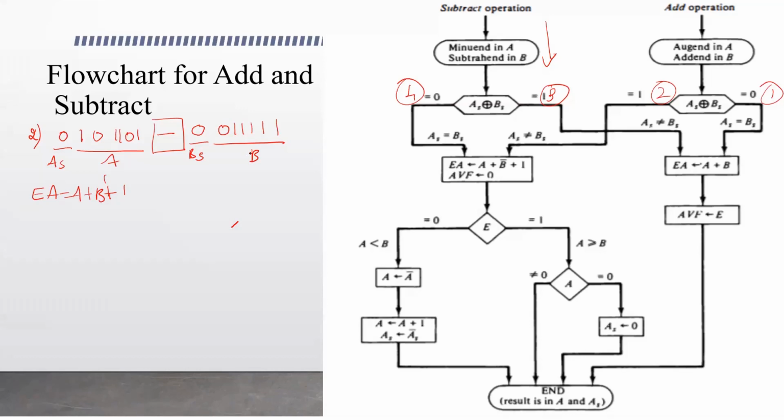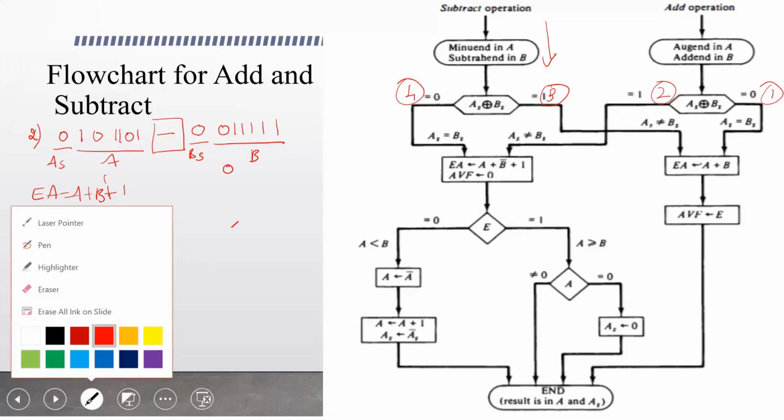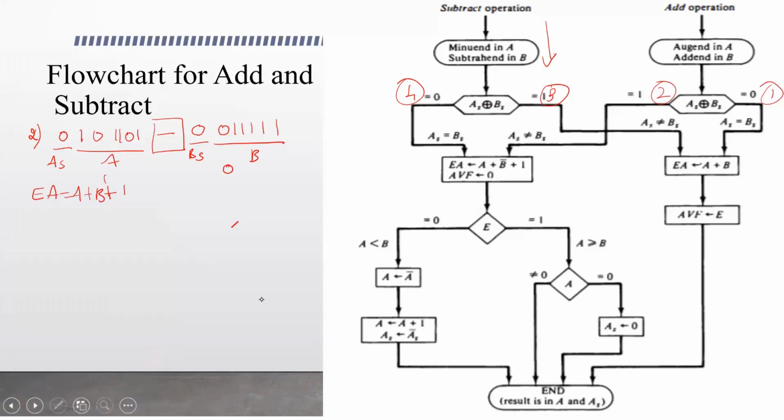Okay, let's find the 2's complement of B. The number is 0, 1, 1, all ones. So the 2's complement would be 1, 0, 0, 0, 0, 0. And when you add 1, you get 1, 0, 0, 0, 0, 1. This is the 2's complement of B, B complement plus 1.